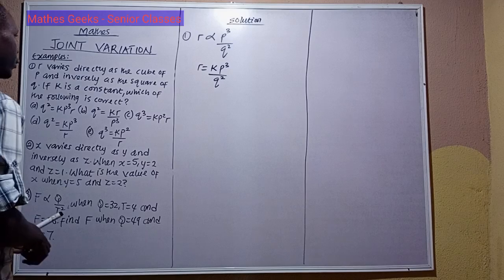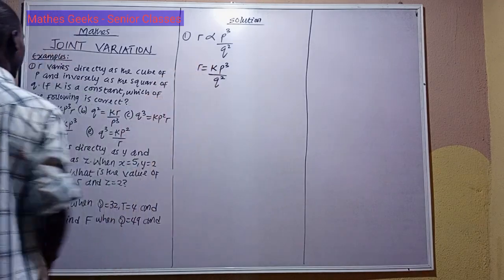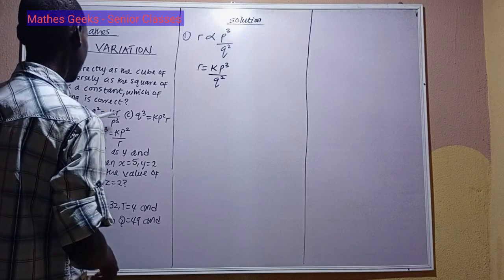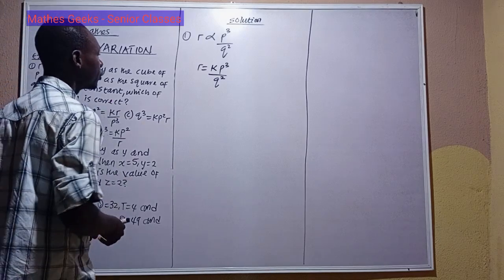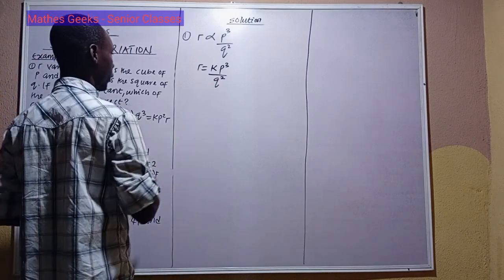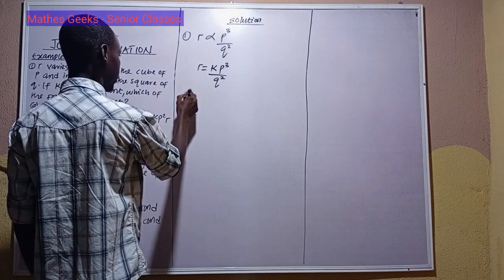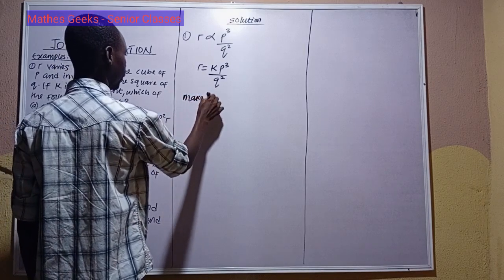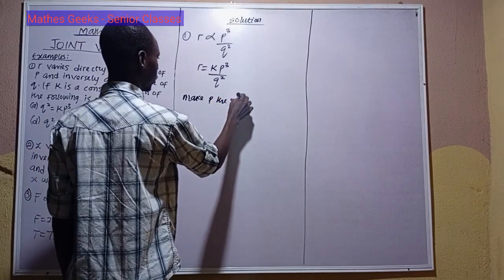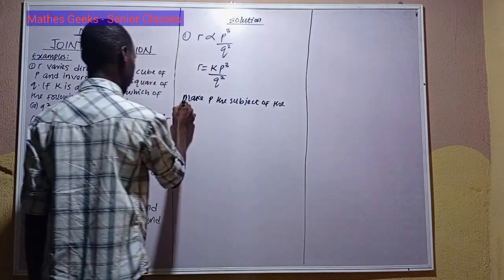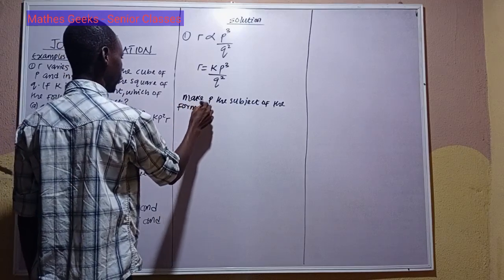If q is a constant for each case, which of the following is correct? From our options, we see that q is the subject of the formula. So we're going to make q the subject of the formula here.